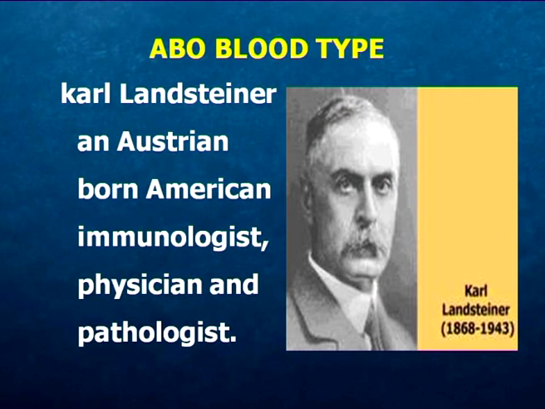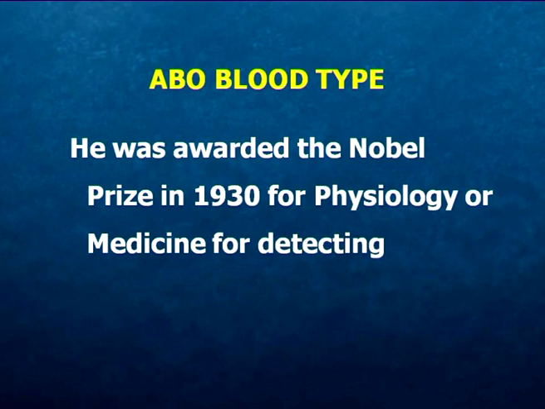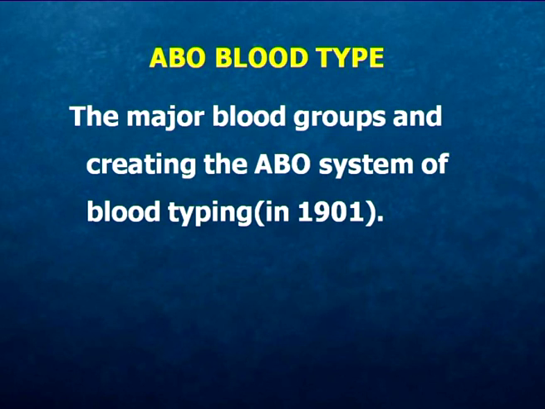Now, look at this great man whom we owe a lot. Landsteiner, an Austrian-born American immunologist, physician, pathologist, was awarded the Nobel Prize in 1930 for physiology or medicine for detecting the major blood groups and creating the ABO system of blood typing. He discovered these blood groups in 1901, but he became the Nobel laureate in 1930.